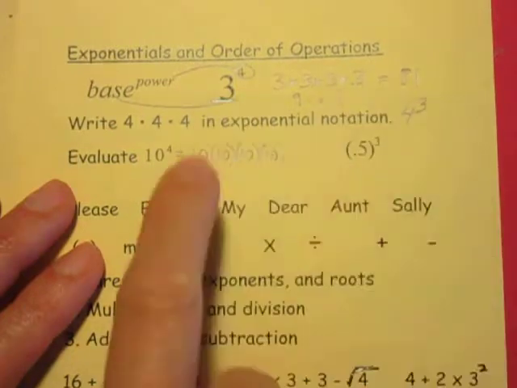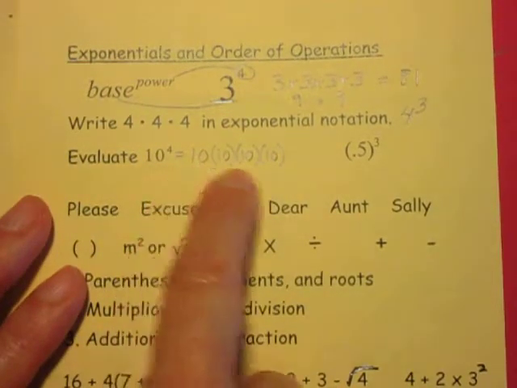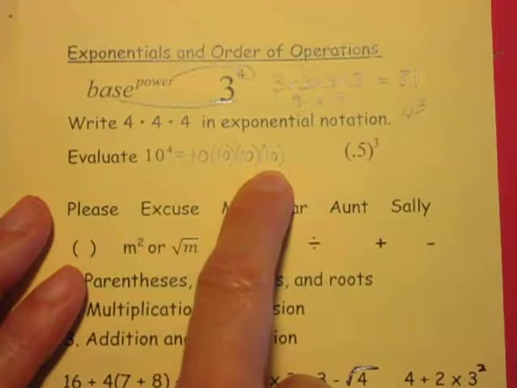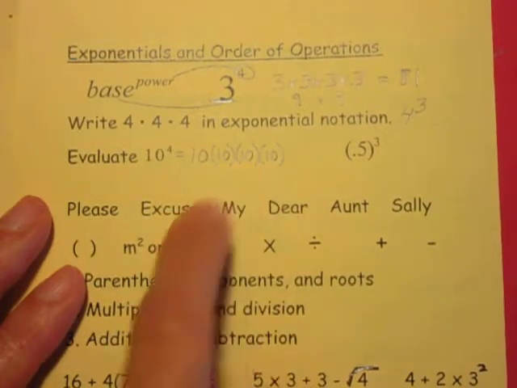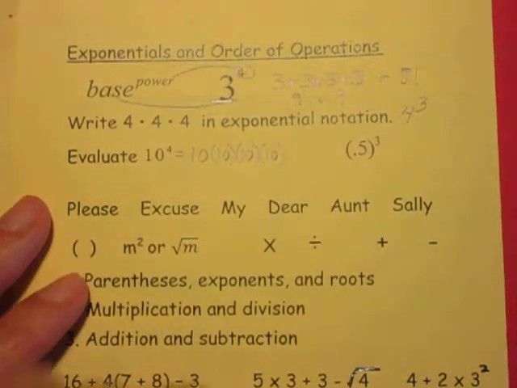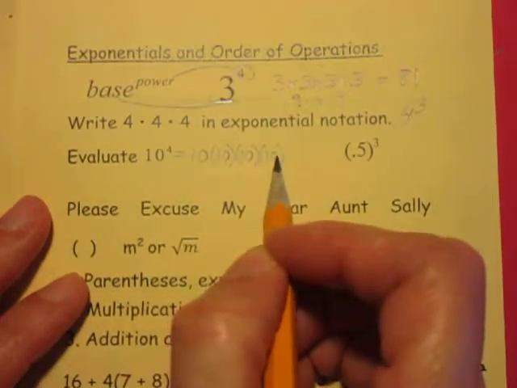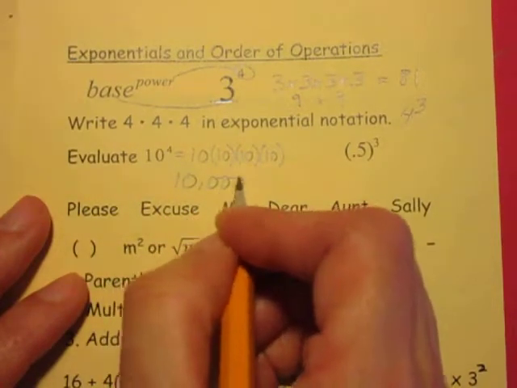Do you see here how I use parentheses to communicate multiplication? That's something that we want to be aware of, that we can communicate multiplication with these parentheses, and that when we're communicating multiplication, it's different than when the parentheses are used as a grouping mechanism. So here I'm using the parentheses to communicate multiplication. So when you multiply that out, that comes out to be 10,000.